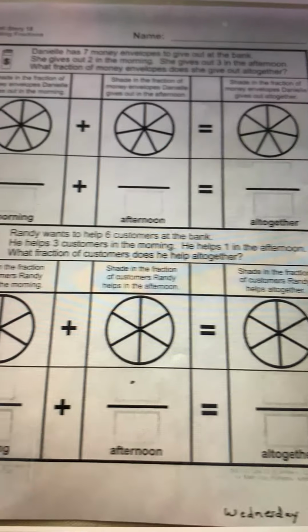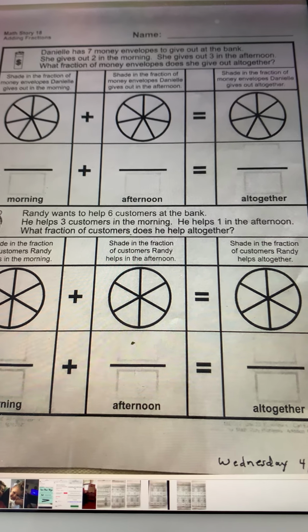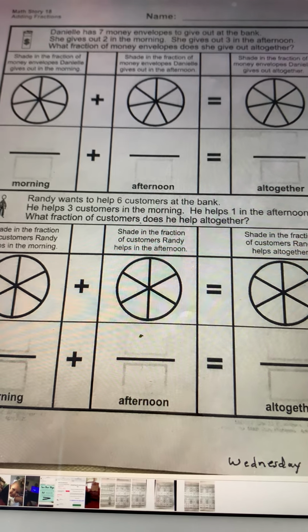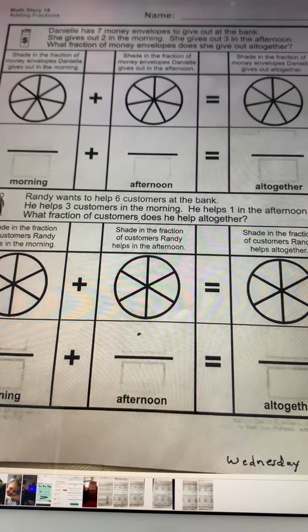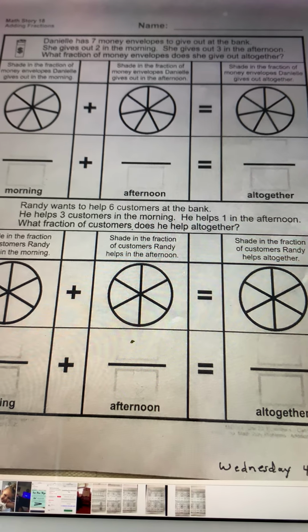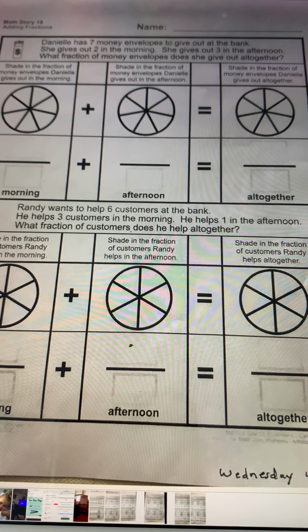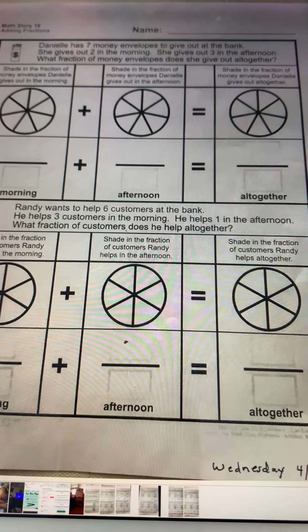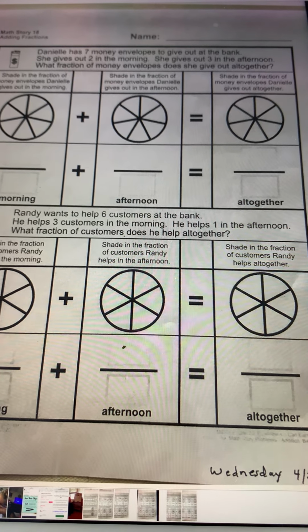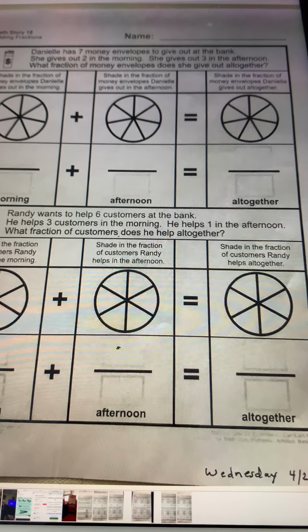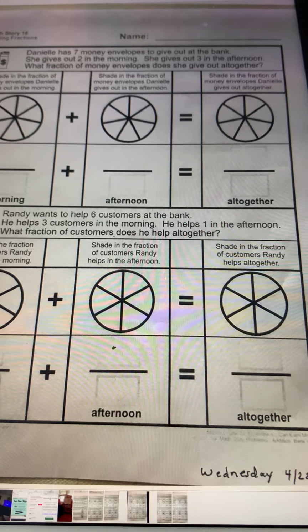Okay. Sorry, I confused myself there for a minute. This is your Wednesday paper. Okay, and we are still adding fractions on this paper. So it's going to be just like the paper we just did. And the top part reads, Danielle has 7 money envelopes to give out at the bank. She gives out 2 in the morning, and she gives out 3 in the afternoon. What fraction of money envelopes does she give out altogether?